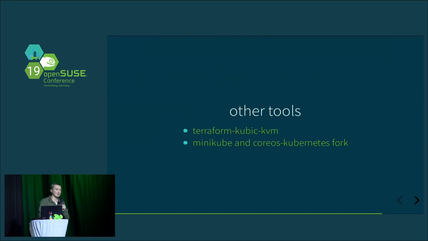So we discussed the Vagrant setup for development and how you can set it up in CI. We have the setup working really well. Other tools that you can use for Rook are, for example, Terraform, Kubic, and KVM. As I said, you can spin up the cluster in OpenStack as well as using libvirt locally. So it's up to you.